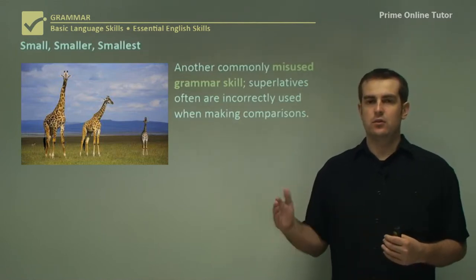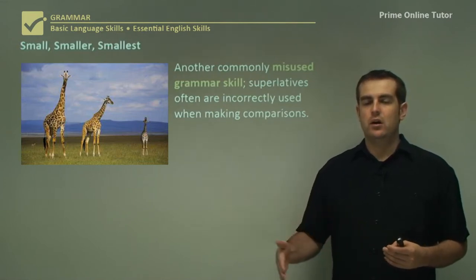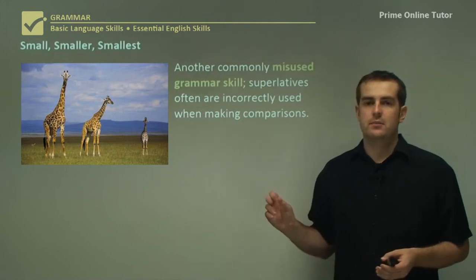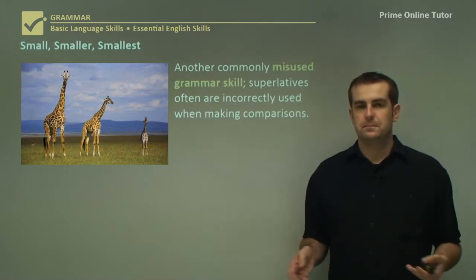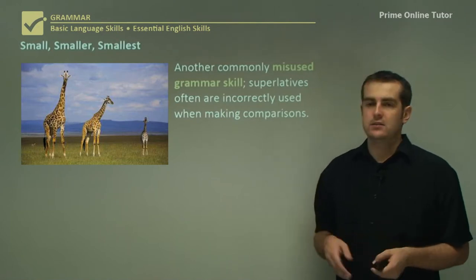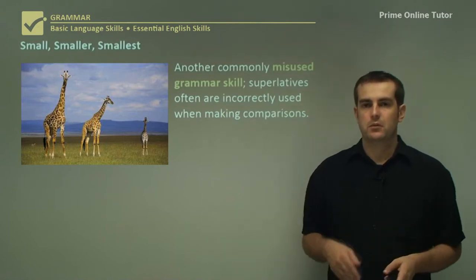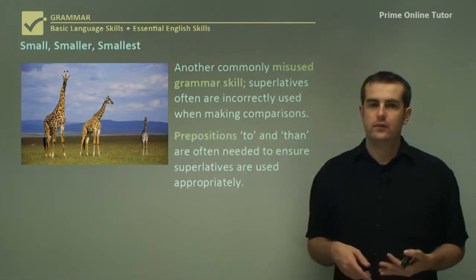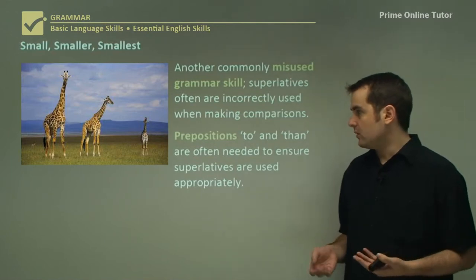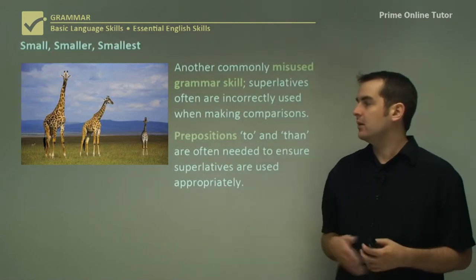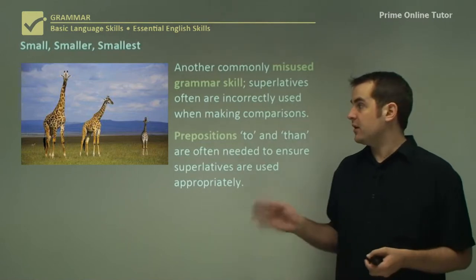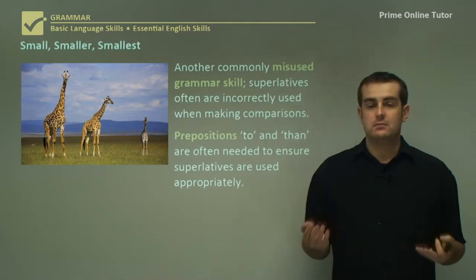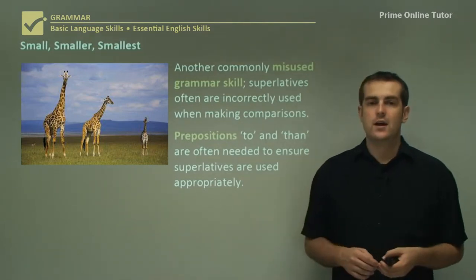So we've got the biggest or the smallest, and whichever one applies to the other superlatives that you may be using. It's the most extreme example. It's the top or the most. So basically what it does is it replaces the words more and most, but we'll go on to that in a second. Prepositions like to and than are often needed to ensure that they are used correctly. So the giraffe on the right is smaller than the one in the middle, and is much smaller than the one on the far left. So the giraffe on the left is the biggest, and then you go your way down.